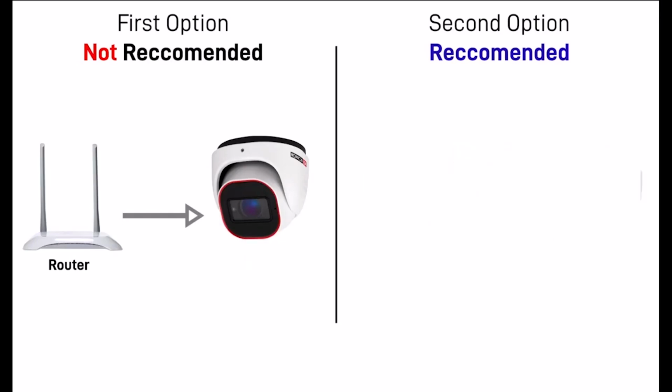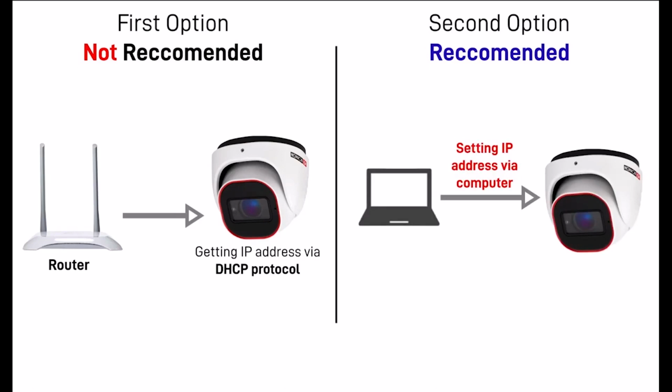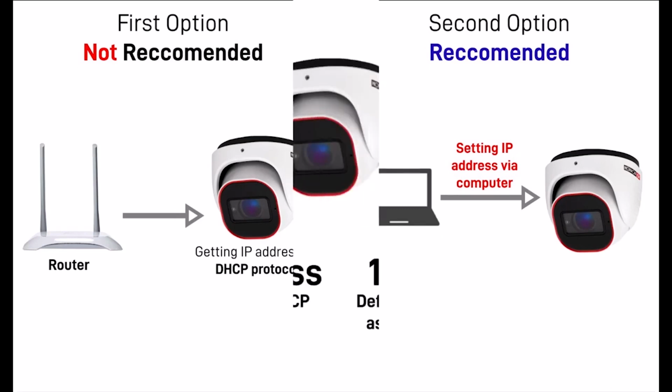There are two ways to set the IP address of the camera. The first one is to receive the IP address automatically from the router, using the DHCP protocol. This is not the recommended way for the scenario in which the camera transmits video to the NVR. The second option is to set manually the static IP address for the camera, so that the NVR will always refer to the same IP address to receive a video transmission.